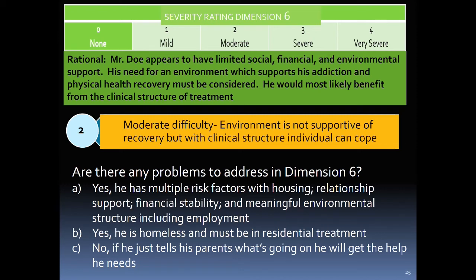And then our questions for Dimension 6. A, yes, he has multiple risk factors with housing, relationship support, financial stability, and meaningful environmental structure, including employment. B, yes, he is homeless and must be in residential treatment. Or C, no, if he just tells his parents what's going on, he will get the help he needs. So for this particular dimension, the most appropriate answer would be A. Yes, he has multiple risk factors with housing, relationship support, financial stability, and meaningful environmental structure, including employment.